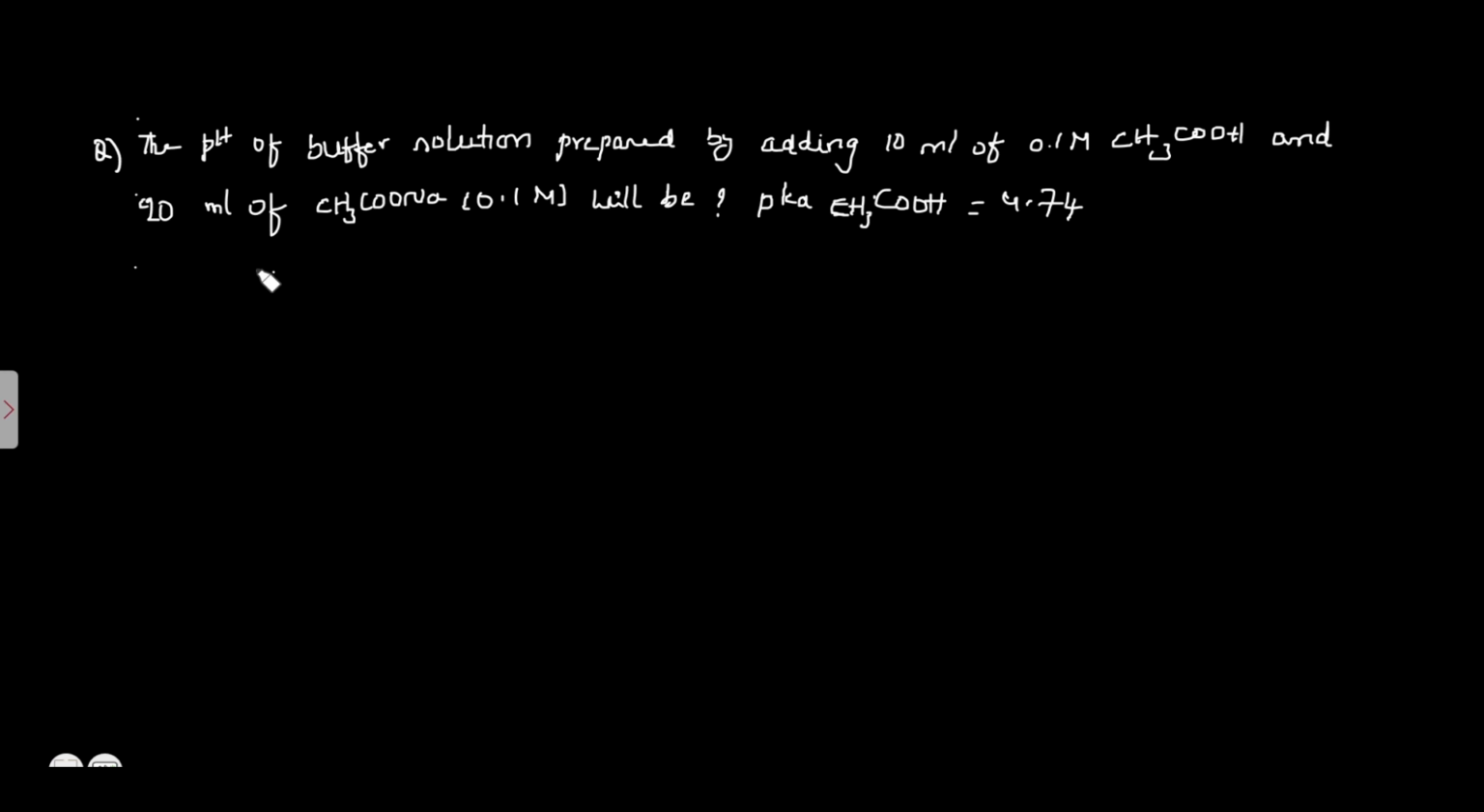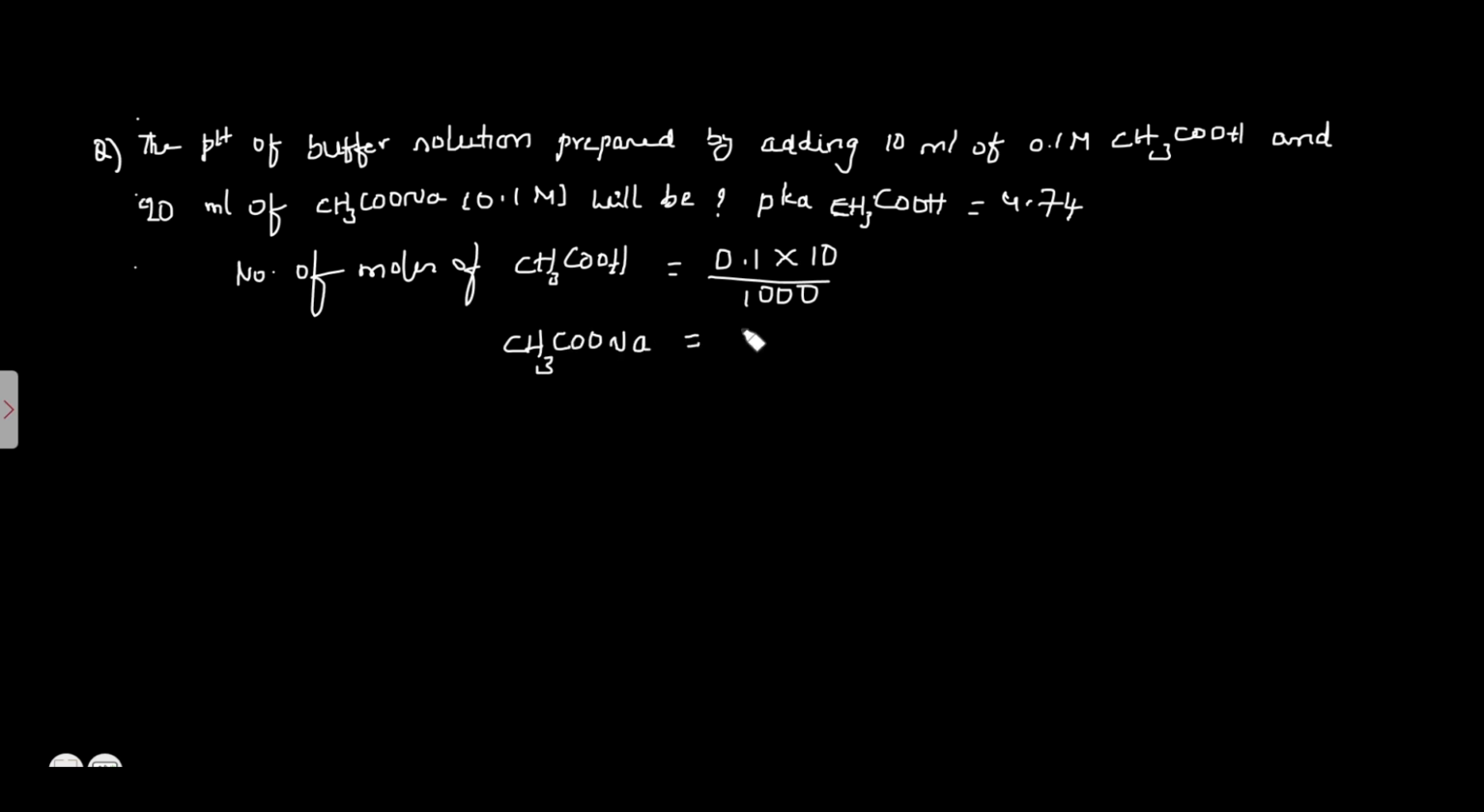So you need to calculate number of moles of acetic acid first. CH3COOH, what it will be? Molarity into V by 1000. What is the molarity given? 0.1 into volume is 10 ml divided by 1000. Whereas for number of moles in sodium acetate, what it will be? 0.1, same molarity into 20 ml, volume different here, and by 1000.